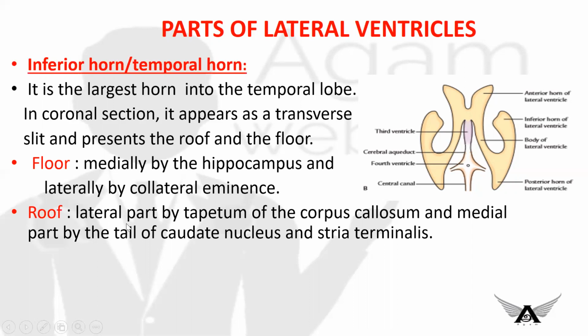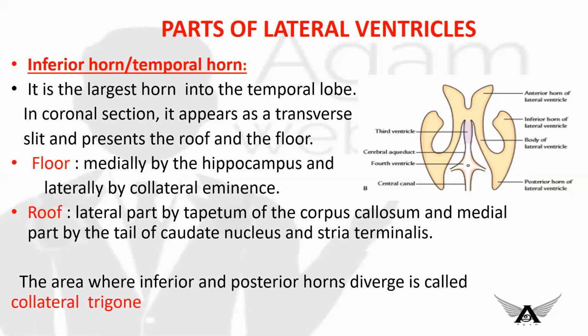The lateral part of the roof is formed by the tapetum of the corpus callosum, and the medial part by the tail of the caudate nucleus and stria terminalis. This is the inferior horn. The floor is formed medially by the hippocampus and laterally by the collateral eminence. The roof is formed in the lateral part by the tapetum of the corpus callosum and in the medial part by the tail of the caudate nucleus and stria terminalis. So you have to mug it up, no other way.